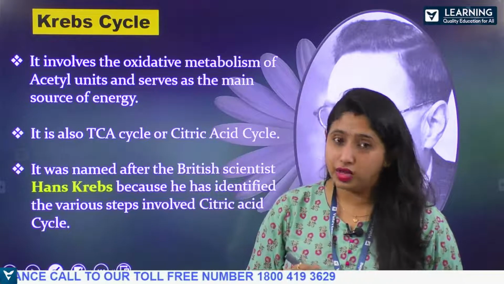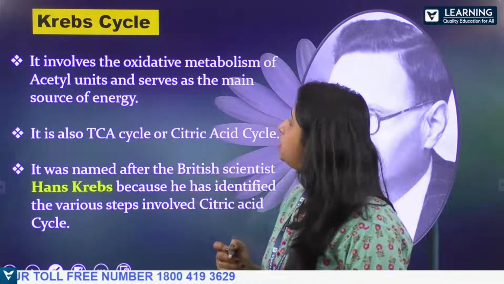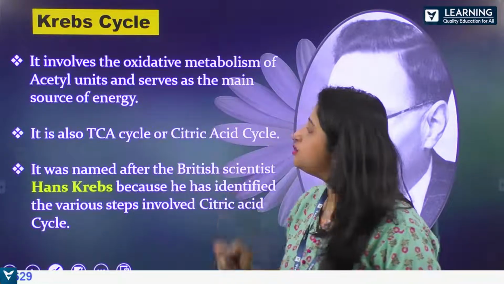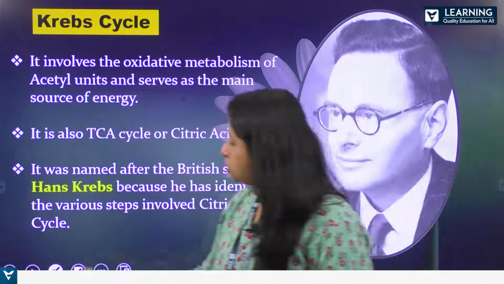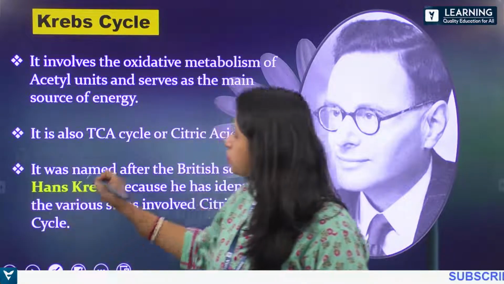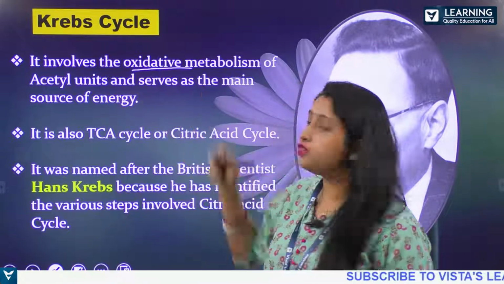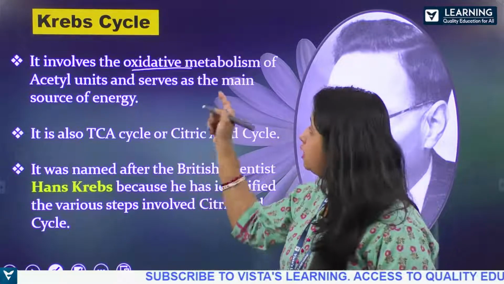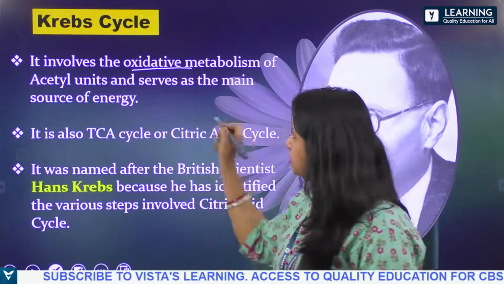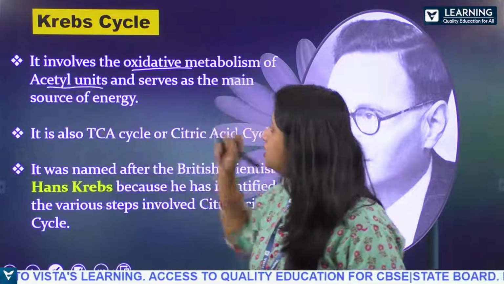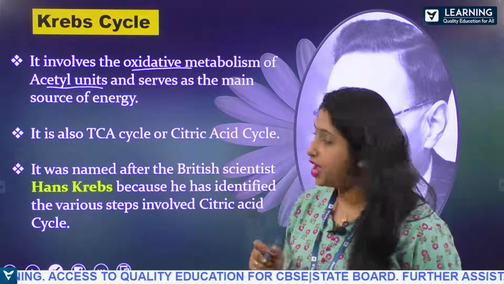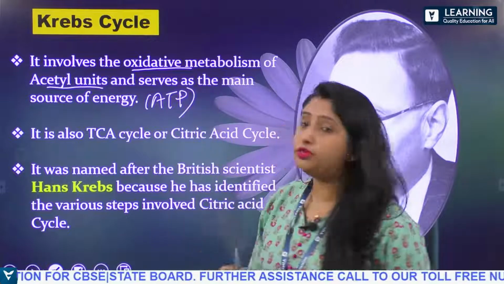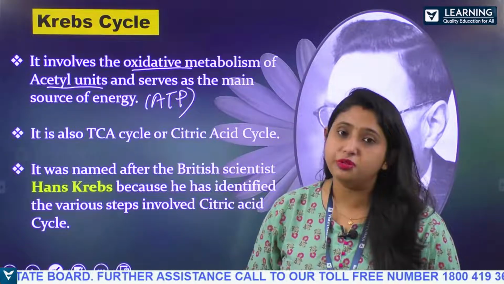Now, what is this Krebs cycle? It involves the oxidative metabolism of acetyl units and serves as the main source of energy. It is a process where oxidation takes place, and from that ATP will be synthesized.